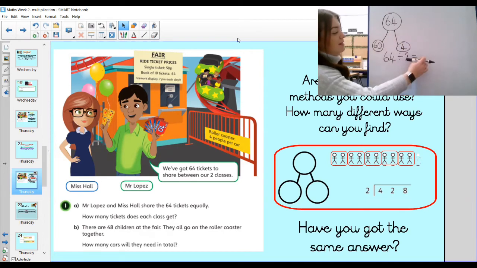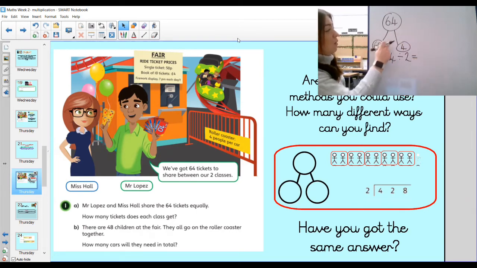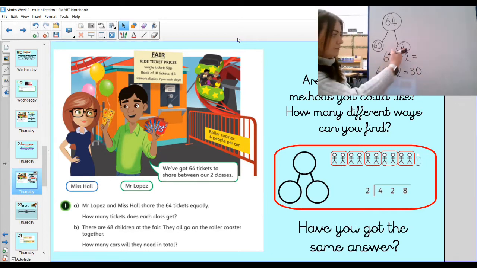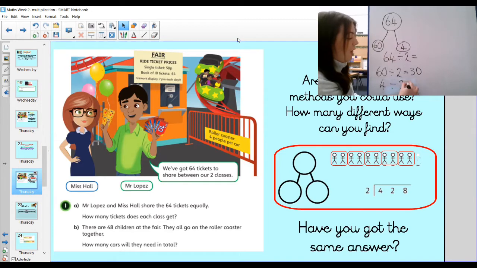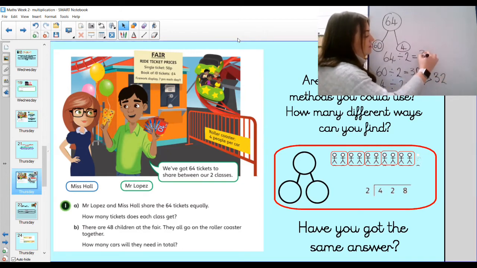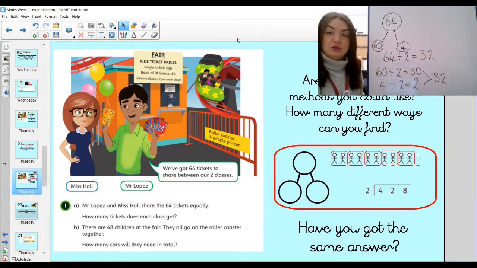Now to get my answer here, just like we did with multiplication, we partition our whole and then we divide each part by 2. So 60 divided by 2. Again, I can use my dividing by making it 10 times smaller. 6 divided by 2 is 3, and then I can make it 10 times bigger for my answer: 30. And 4 divided by 2, I'm hoping you can all do that, is 2. To get my final answer, you then add them back together. 64 divided by 2 is 32.